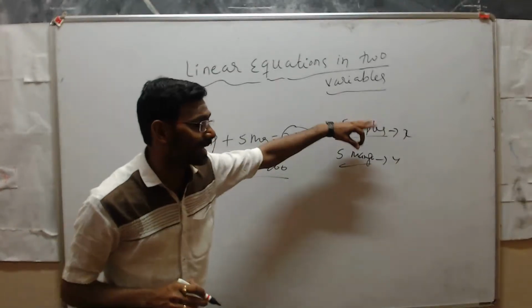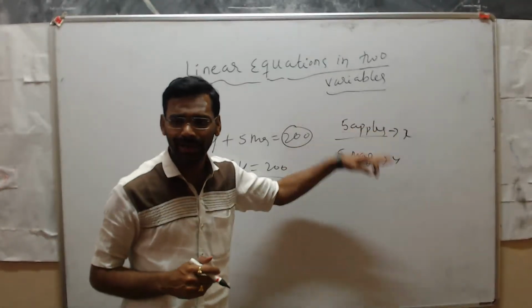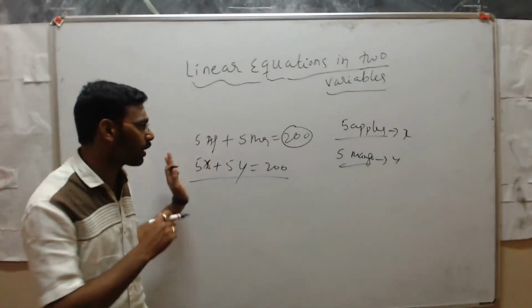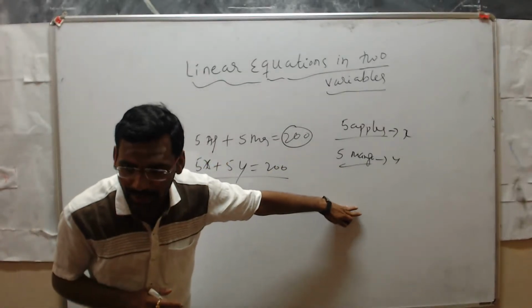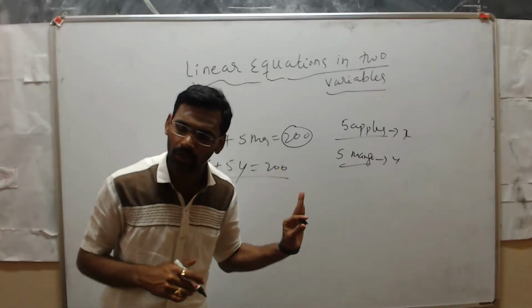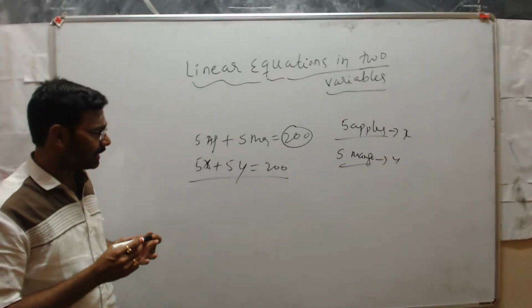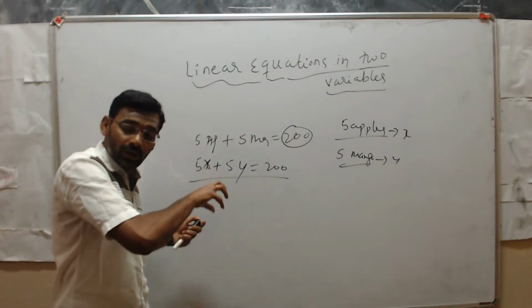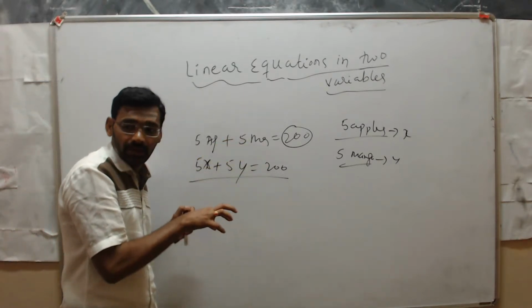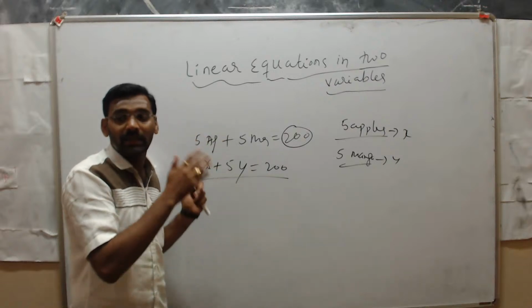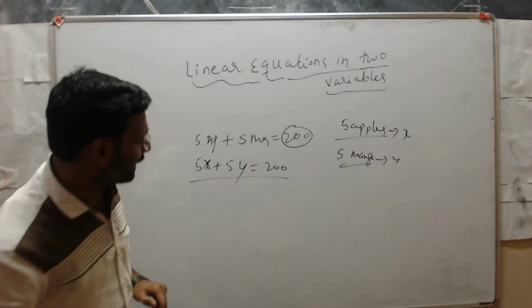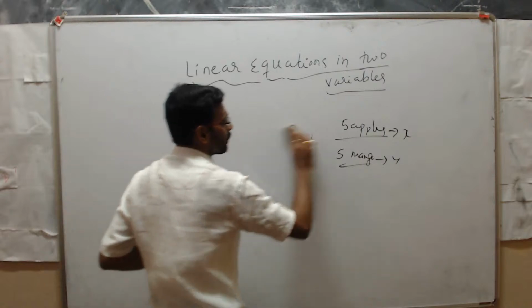Two variables. How many characters? Apples and mango. 5 apples plus 5 mango, total amount is how much rupees? 200 rupees. How many solutions does this equation have? How we can represent them, we will discuss later. Next, another example.